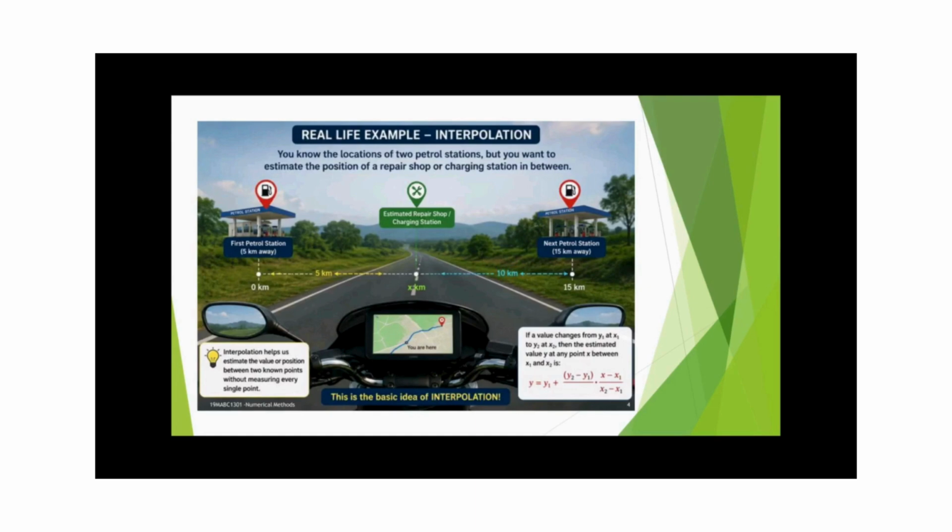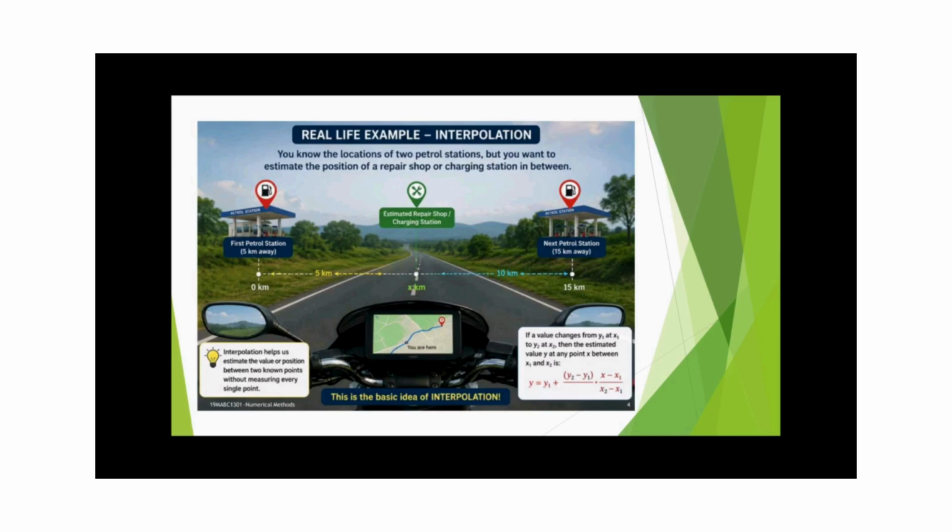Before we start, let me ask a simple question. Imagine you are traveling on a bike or a car. Your GPS shows the location of two petrol stations. One petrol station is 5 kilometers away and the next one is 15 kilometers away. But you want to know where a small shop or charging station might be between these two locations. So, how can we estimate its position using the available information? This is exactly the idea behind interpolation.